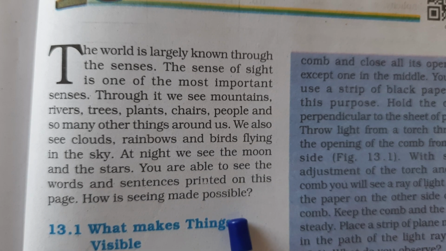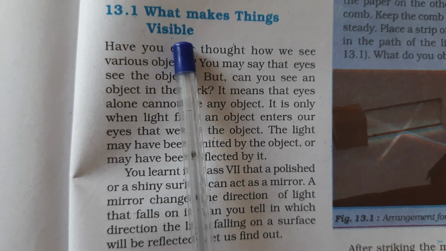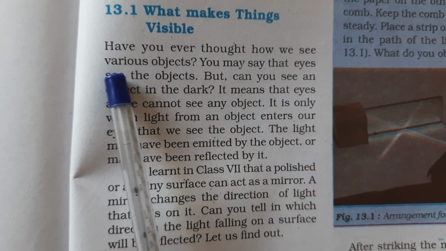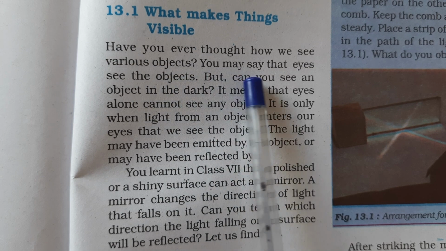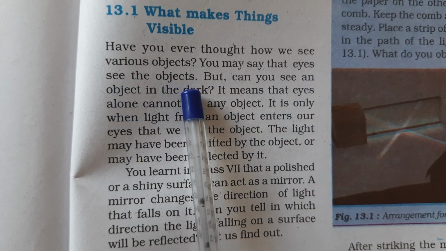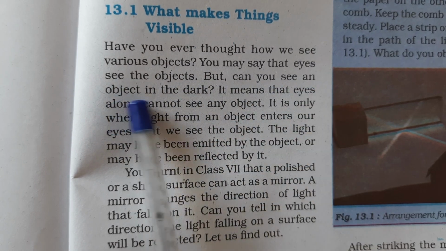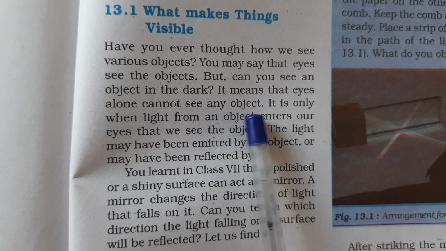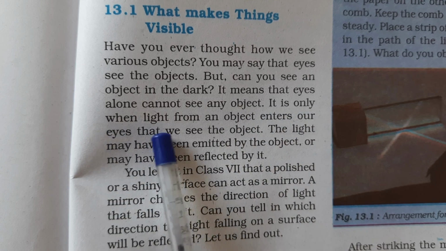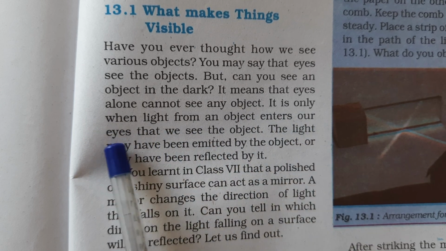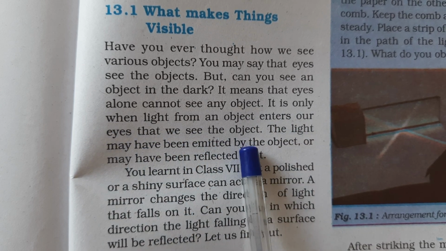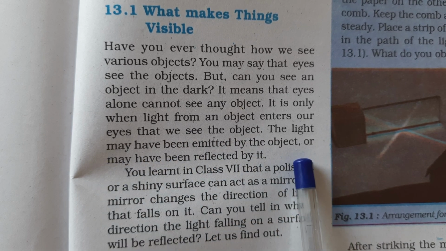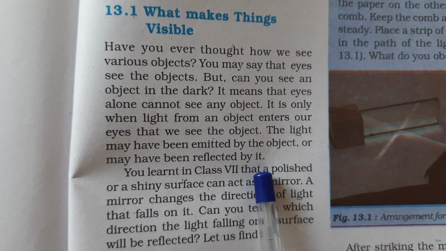How is seeing made possible? What makes things visible? Have you ever thought how we see various objects? You may say that I see the objects, but can you see an object in the dark? It means that eyes alone cannot see any object. It is only when light from an object enters our eyes that we see the object. The light may have been emitted by the object or may have been reflected by it.